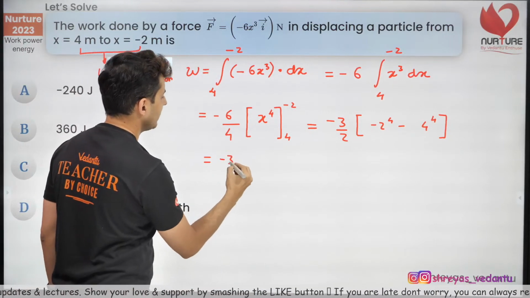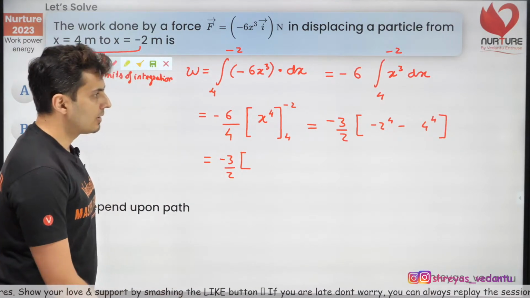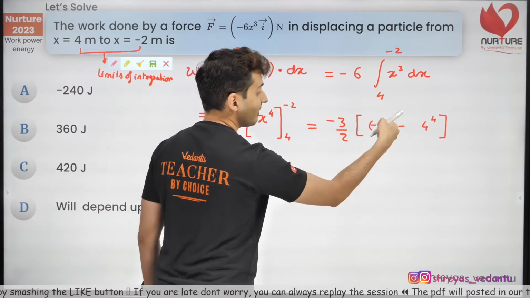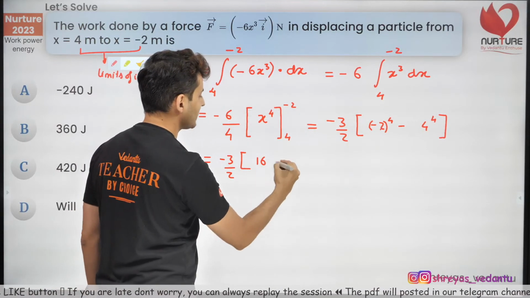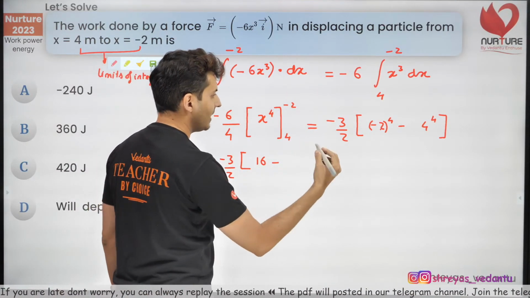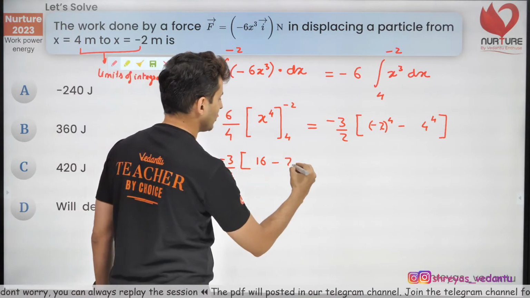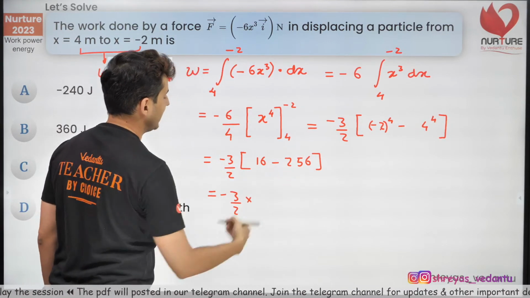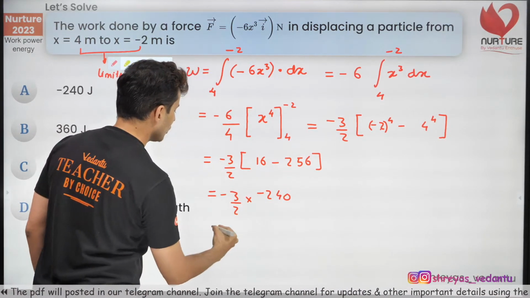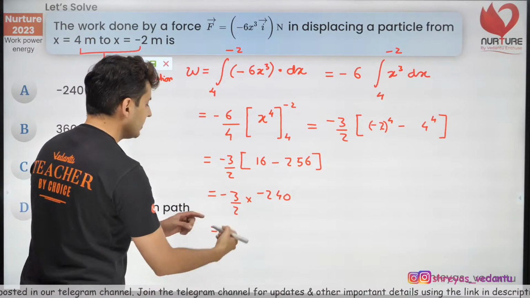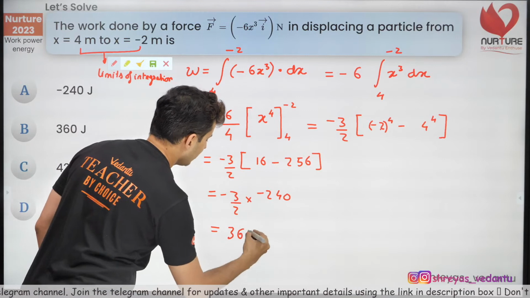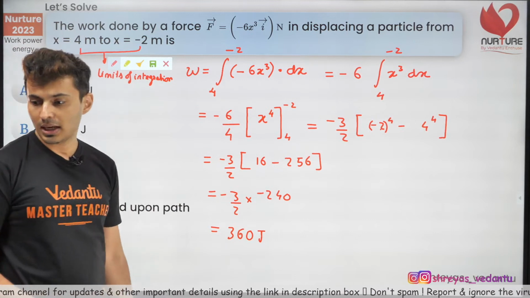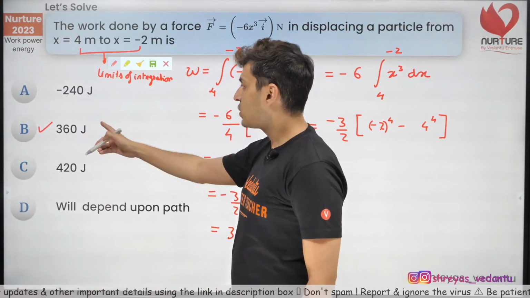Now this will become -3 by 2, and you will have 2 square 4, 4 square 16. So you will have, oops, sorry, it's not minus, because I'm raising it to an even power. So it will just become 16 minus 4 to the 4, that is 256. So -3 by 2 into 16 minus 256, which is -240. So this will become 120. 120 into 3, 360. Minus goes. So 360 joules. That's the answer. Is it there? Yes. Option D is correct. No, it is not A. Be careful. It is option B.